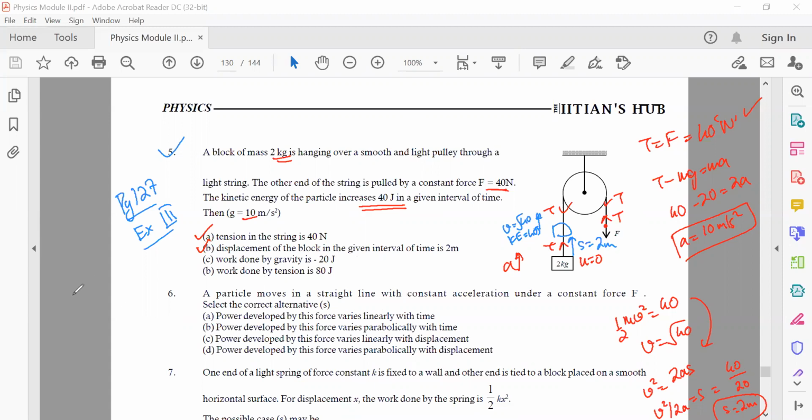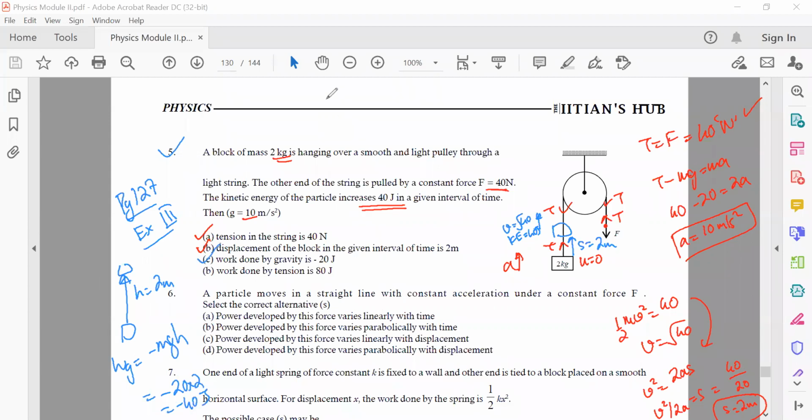So now what about the work done by gravity? So the body is making a vertical displacement of 2 meters. So the work done by gravity will be minus mgh. So it will be minus of 20 into 2. So minus 40 joules. So this option is also correct.